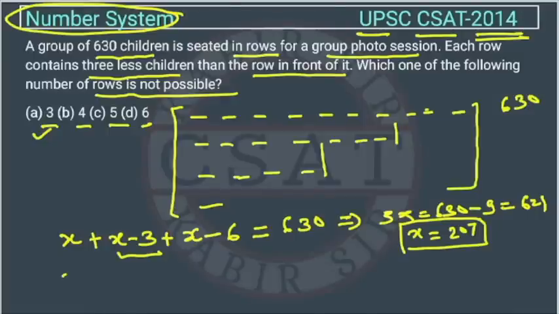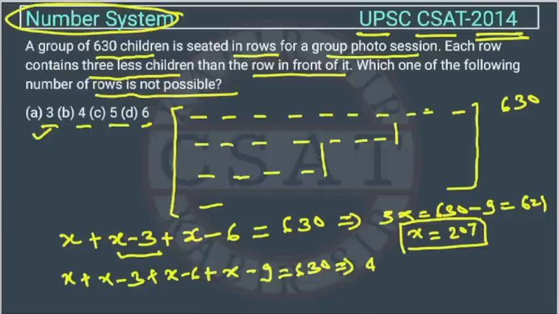Now let's check whether 4 rows are possible or not. So this will be x plus x minus 3 plus x minus 6 plus, if there are 4 rows, the fourth row will be x minus 6 minus 3, right? So this will be x minus 9. The total is equal to 630, right? So this will become 4x equal to 630 plus, we will add this, 9 plus 9, 18, so this will be 612, right?